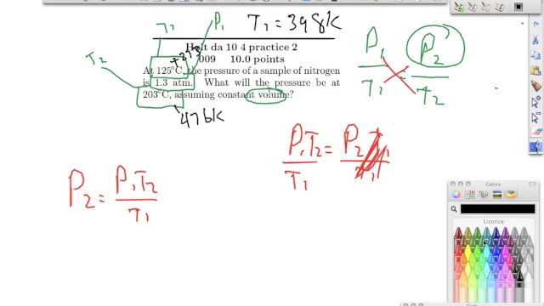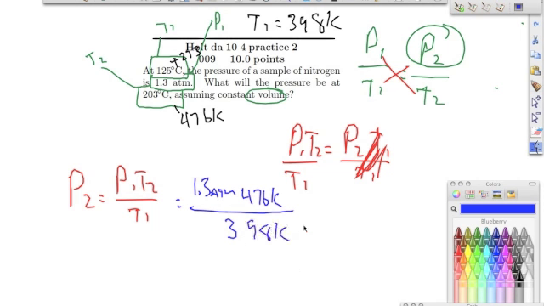Okay, so now that they're in Kelvin, we can go ahead and plug everything into the equation. Our initial pressure is 1.3 atmospheres, and then our T2 is going to be 476 Kelvin, all divided by our T1, which is going to be 398 Kelvin. And remember, parentheses around the numerator and denominator, and plug all this into the calculator, and we get 1.55 atmospheres for our secondary pressure.